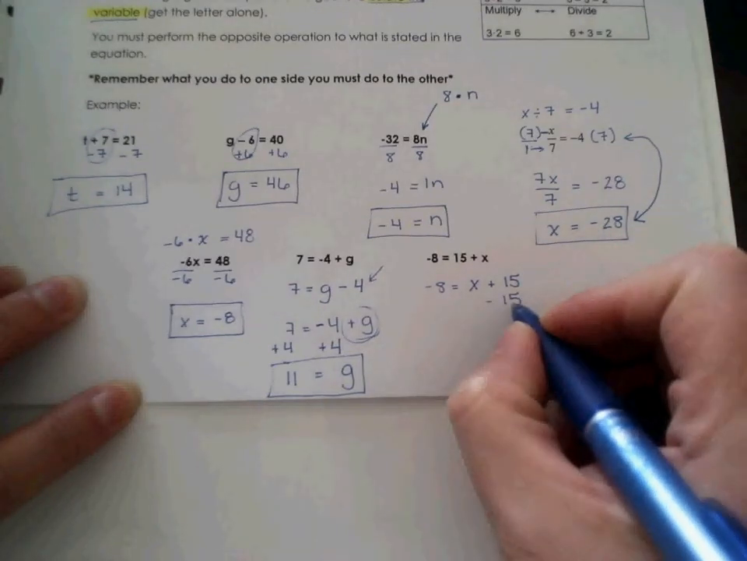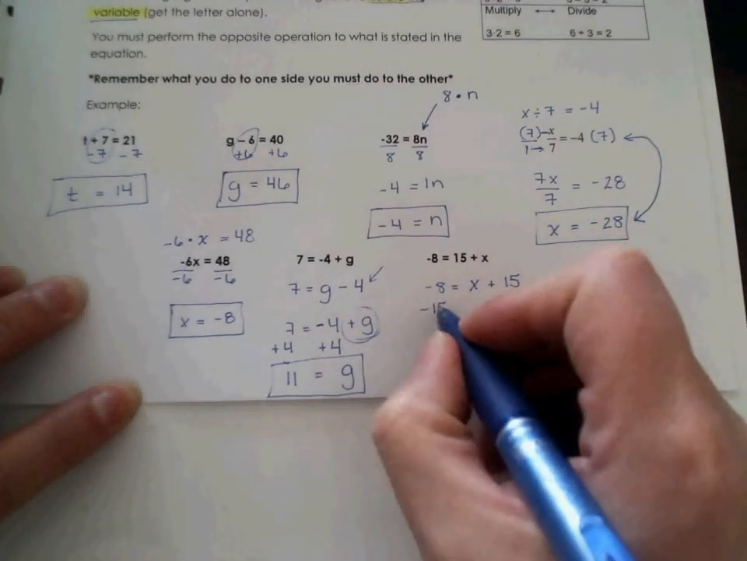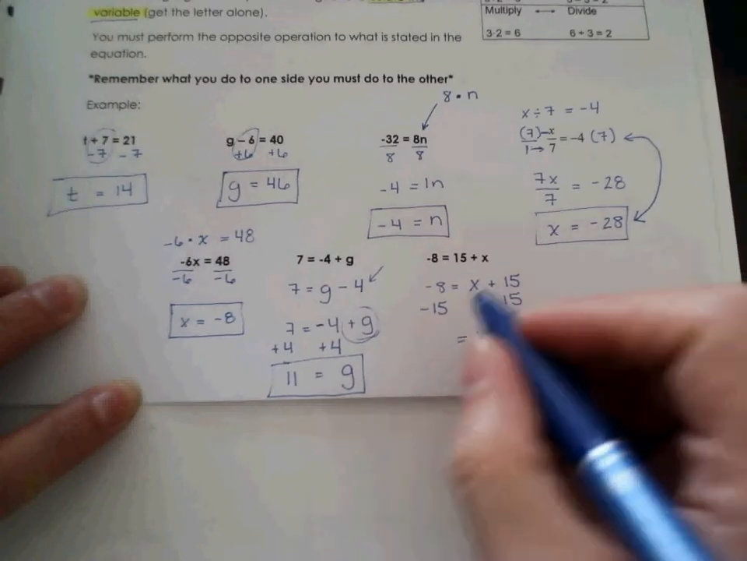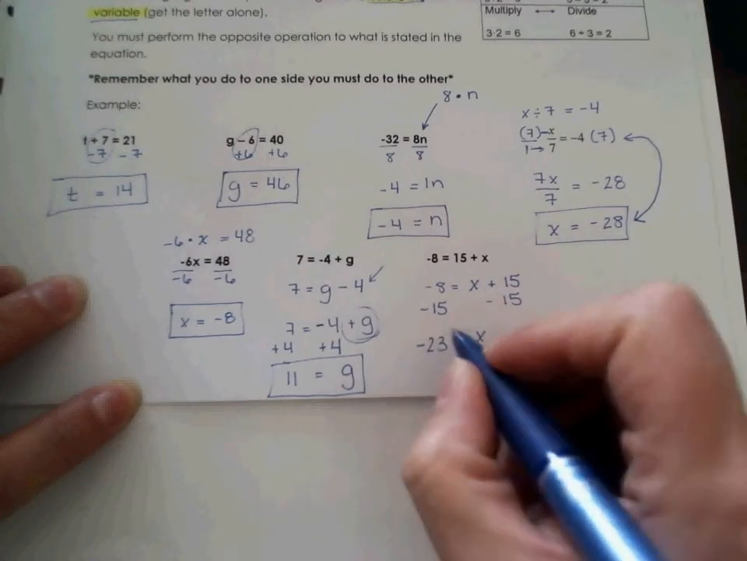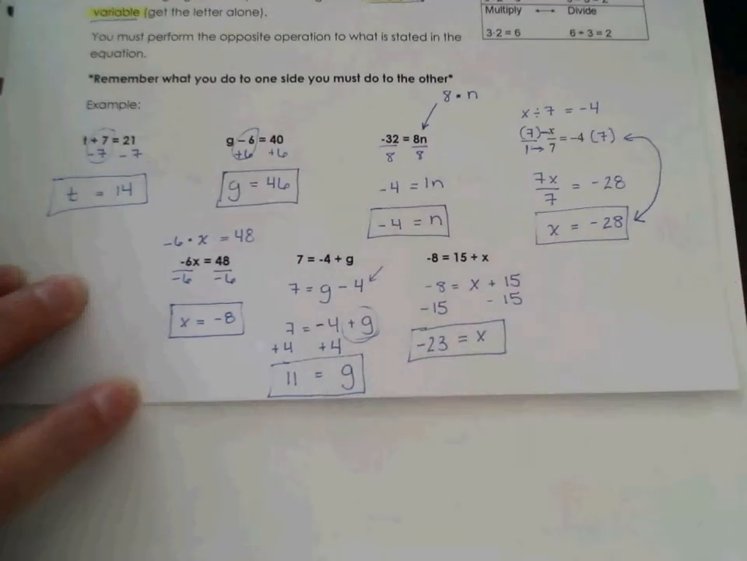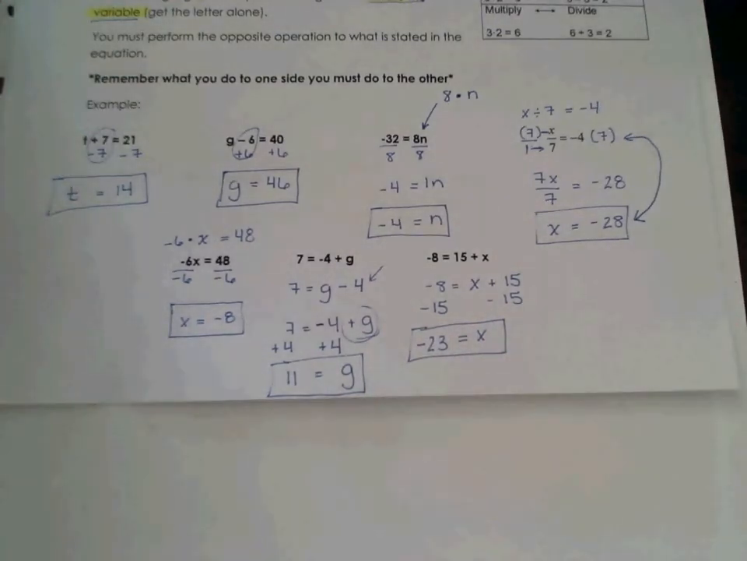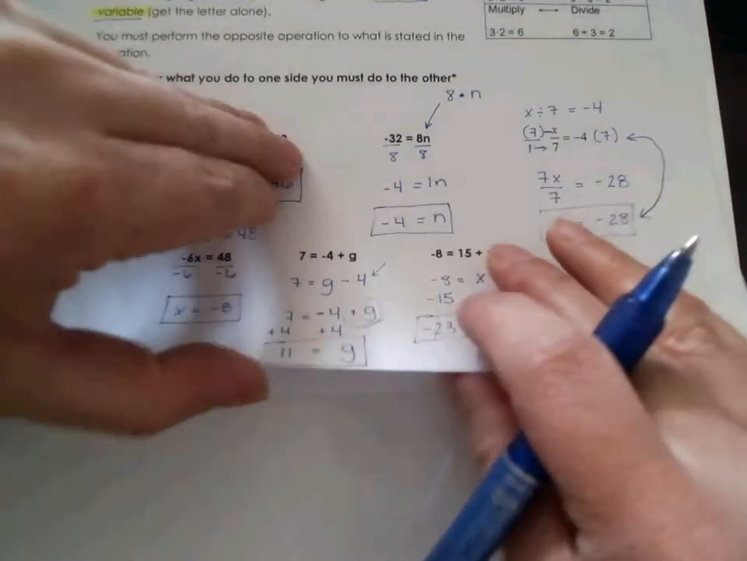So I'm going to subtract 15 from this side. I have to subtract 15 from this side. So x is equal to a negative 23. Okay, so that's one step. Easy peasy, you can probably do it in your sleep. Hopefully.